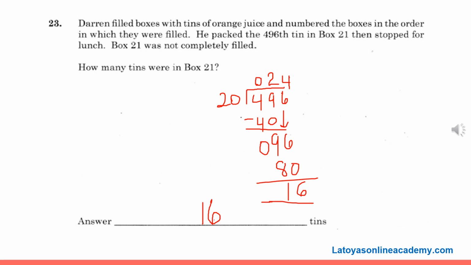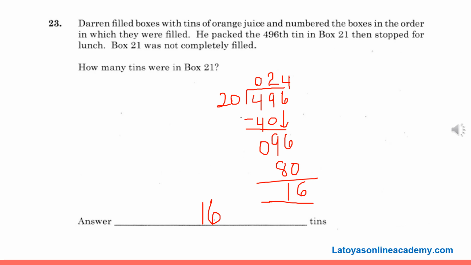20 into 4 is 0. 20 into 49 is 2. 20 by 2 is 40. Now we're going to subtract. 9 take away 0 is 9. 4 take away 4 is 0. We're going to bring down our 6. We have 96. 20 into 96 is 4. 20 multiplied by 4 is 80. 6 take away 0 is 6. 9 take away 8 is 1.